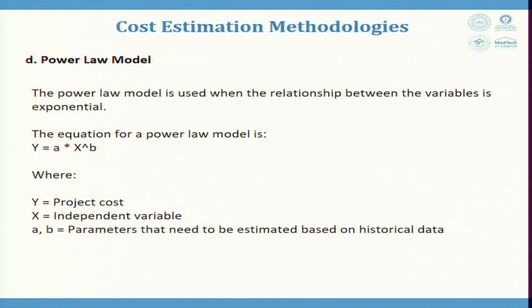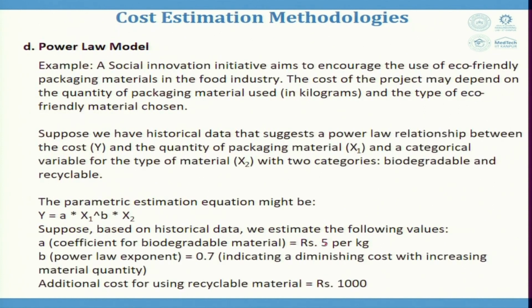Similarly, we have a model known as the power law model, which is also a kind of nonlinear model, but here the power is always used. Though the nonlinear model could use power or other estimates, we just took that because the variable was in the reciprocal, so that was also nonlinear. The power law model is used where the relationship between the variables is exponential. That is, the equation of the power model is y is equal to a into x power b, where y is equal to project cost, x is the independent variable, and a and b are the parameters that need to be estimated based on historical data.